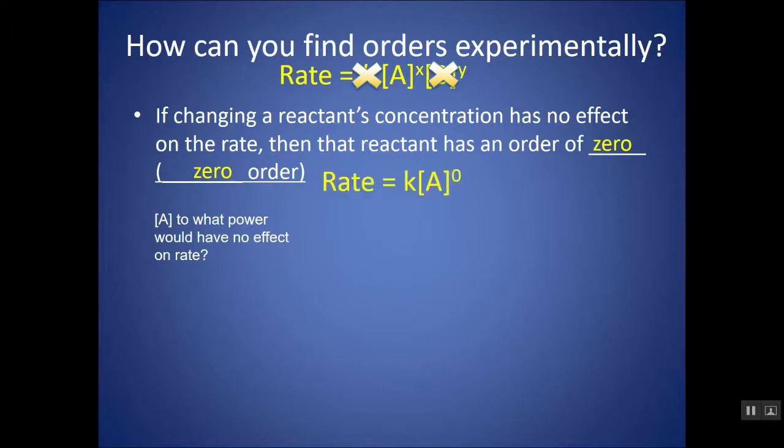So if I think about my rate law, and if I were to plug in a 0 for the exponent on the concentration of A, anything to the 0 power is 1. So it doesn't matter what concentration of A I would initially have, it would drop out of the rate law, and it would have absolutely no effect on rate, no matter what concentration I start with. So if you find that changing a concentration has no effect on rate, that is 0 order.